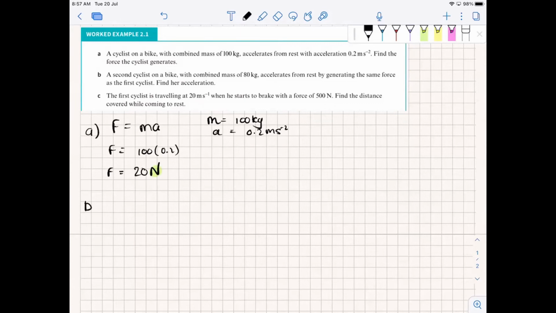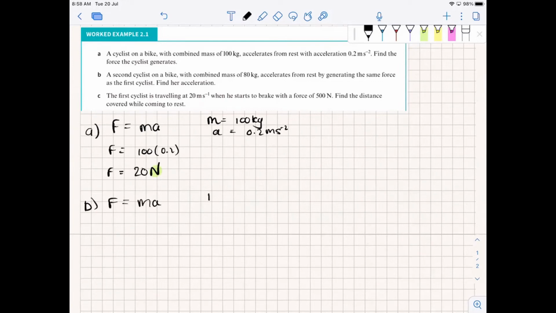Question B. A second cyclist on a bike with combined mass of 80 kilograms accelerates from rest by generating the same force as the first cyclist. Find her acceleration. Same question, we're just asking it for a different variable. So, Kiana, are we going to use the same equation again? Yeah, force is equal to mass times acceleration.